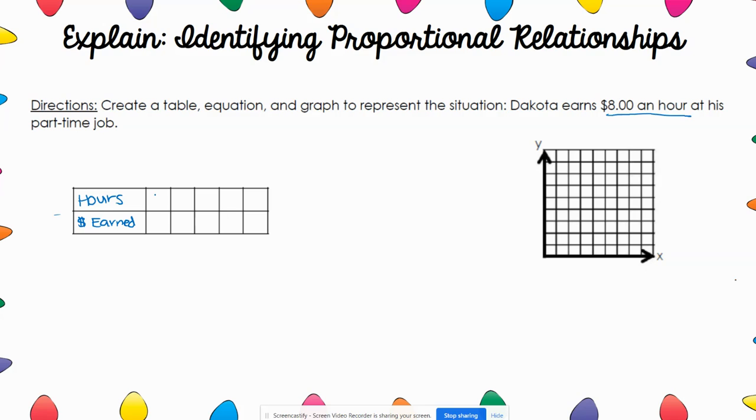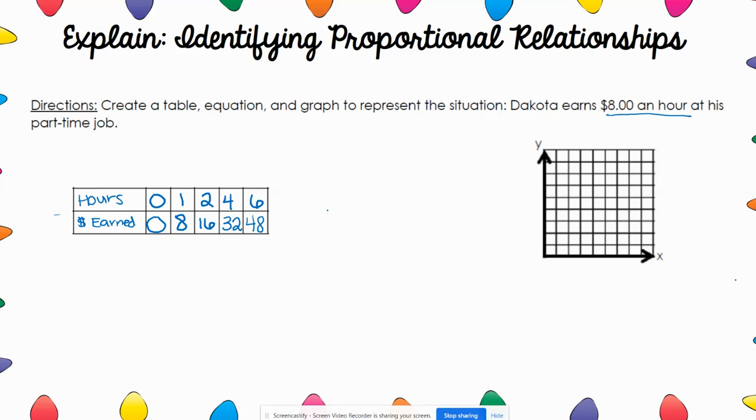Well, if Dakota works 0 hours, then we know he's going to earn $0. If Dakota works 1 hour, he's going to earn $8. If Dakota works 2 hours, then now he's earning 8 times 2, which is 16. Fill out the rest of this. If Dakota works 4 hours, he's going to earn $32. And if Dakota works 6 hours, he's going to earn $48.